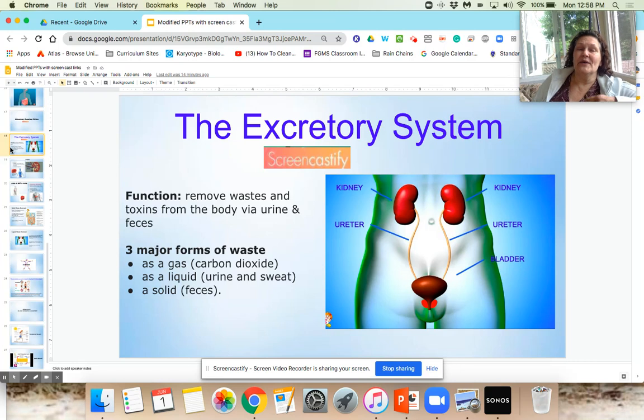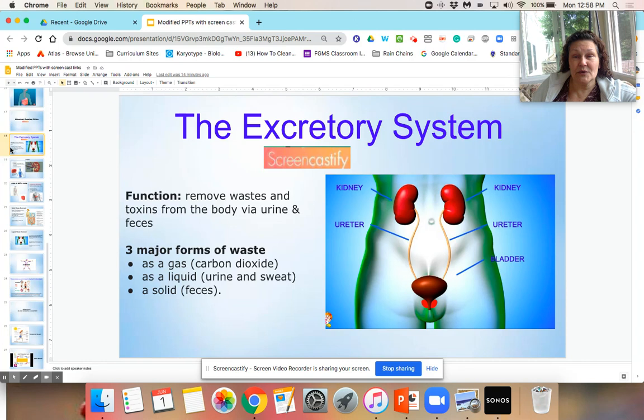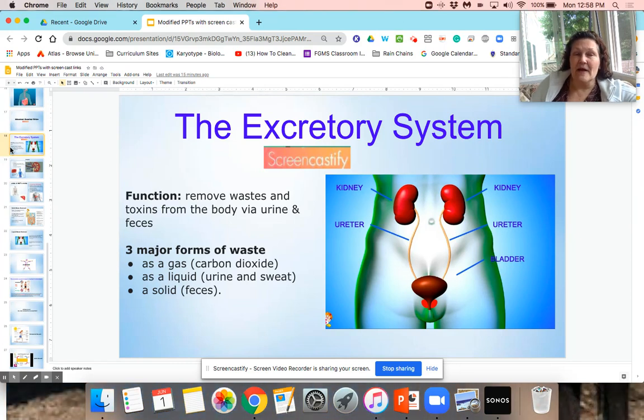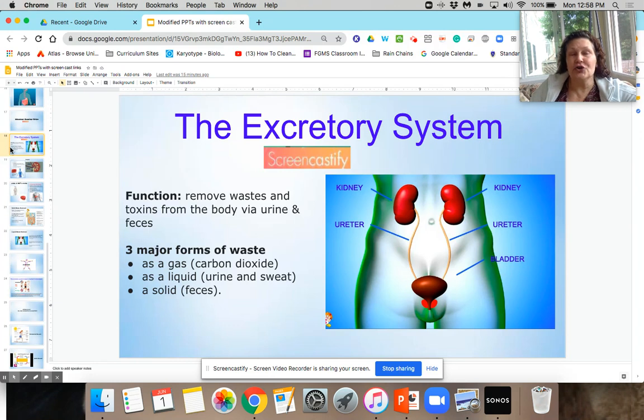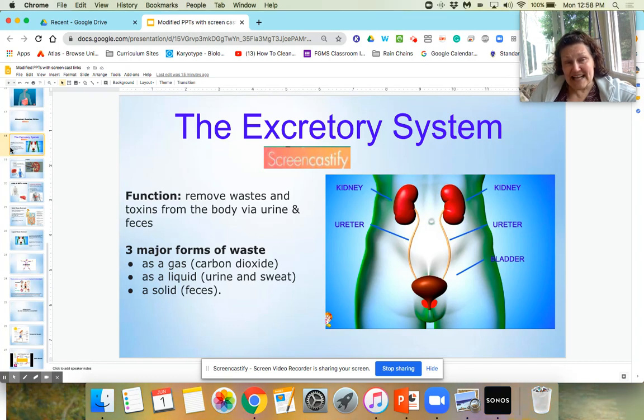Okay. And so when we think about removing waste, we've actually already talked about one way to remove waste when we did the respiratory system. We talked about the fact that your cells undergo cellular respiration and that one of the waste products of that cellular respiration is carbon dioxide. And carbon dioxide is not good for our bodies. So we have to have a way to expel it or to excrete it, and the way we do that is by exhaling. So one of the ways to get rid of waste from our body is to exhale.